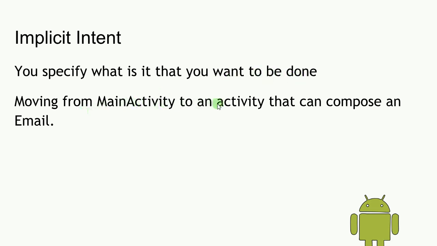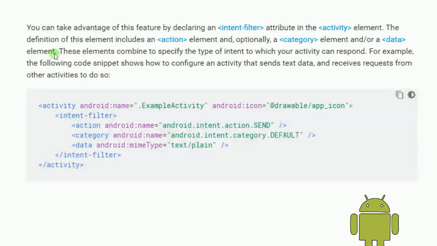Moving from main activity to an activity that can compose an email. Right now, this is a very interesting case. In fact, this is one of the actual powers of Android, wherein you can actually make the user move from your app to another app just by using the implicit intent. You just have to make sure that you specify the intent filters and specify the actions that you want to perform in a correct way. So you can take advantage of this feature by declaring an intent filter attribute in the activity element.